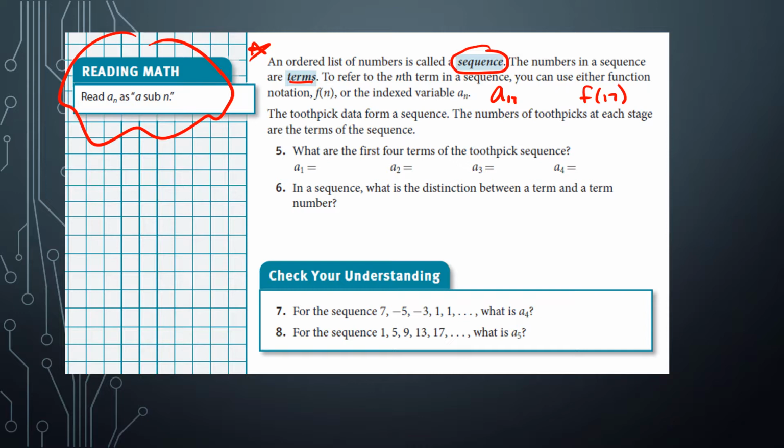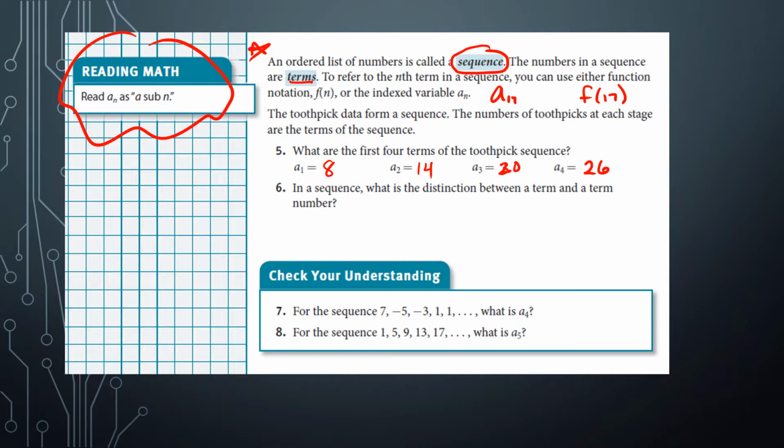So the toothpick data form a sequence. The numbers of toothpicks at each stage are the terms of the sequence. So what are the first 4 terms of the toothpick sequence? Well, at the first stage there were 8, then there were 14, and the third term was 20. I said third term and wrote a 3. The third term was 20, and the fourth term was 26.